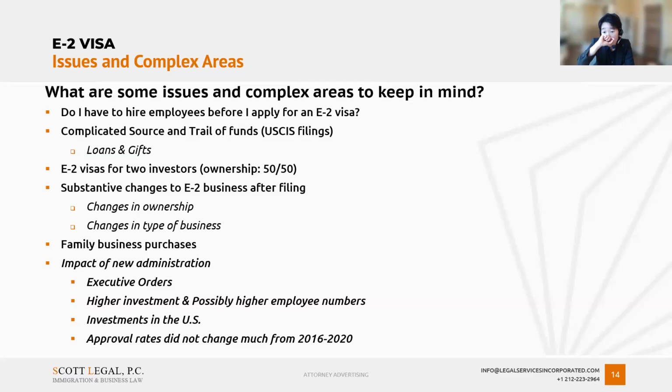One thing to note about loans is that any loan that you use cannot be secured by the E2 business's assets or the E2 business itself. So you can use an unsecured loan, or you can use a loan secured by an unrelated property, such as your house, but it should be separate from the E2 business assets. E2 visas for two investors is possible if each investor owns 50-50. That is certainly a possibility.